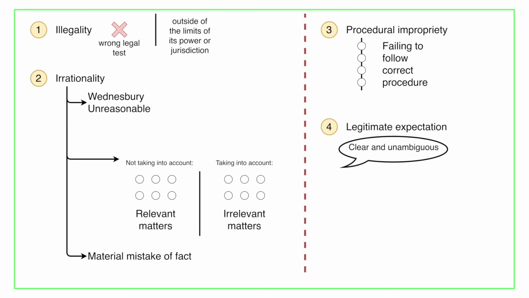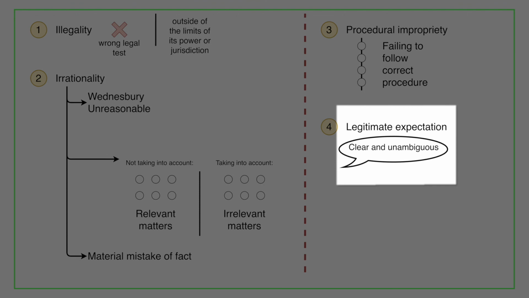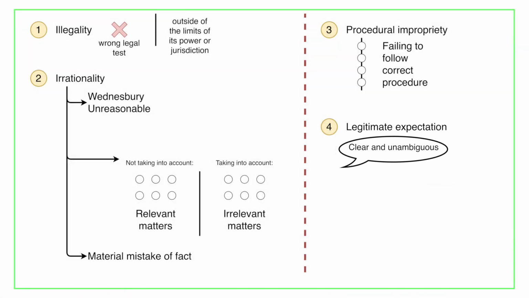A public authority may, in certain cases, be held to a clear and unambiguous representation that a procedure be followed or benefit provided. This is generally only possible where there has been an abuse of power and the individual has relied on the representation to his detriment. The expectation must be legitimate, so there can be no expectation that the public authority will act unfairly, for example, or beyond its powers.